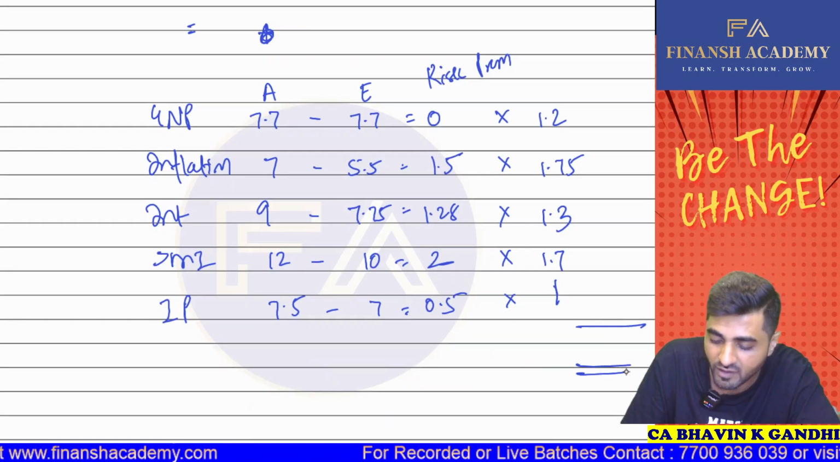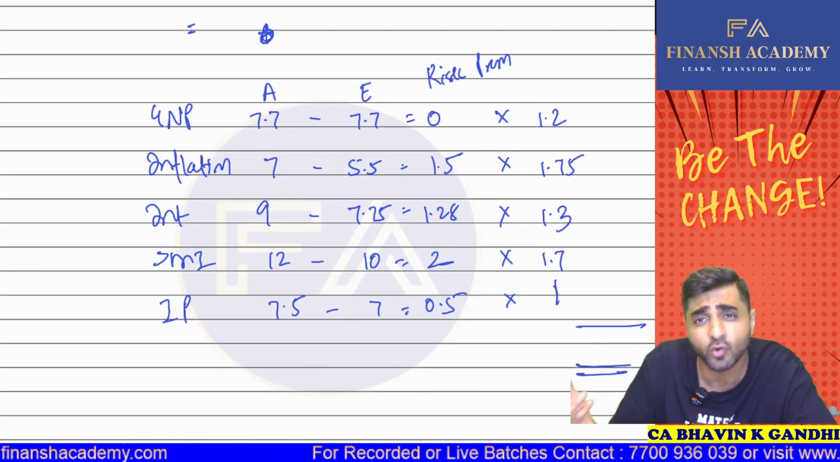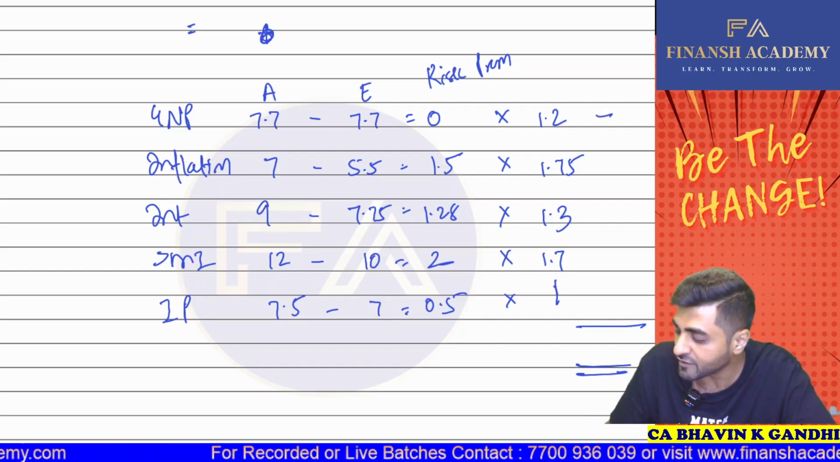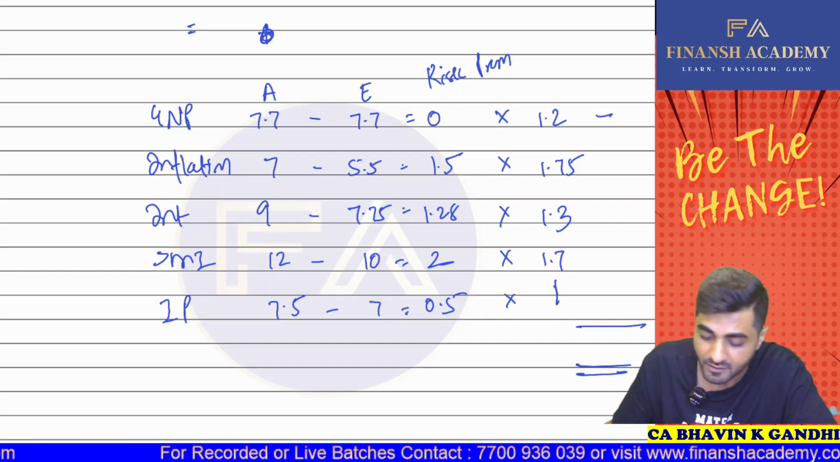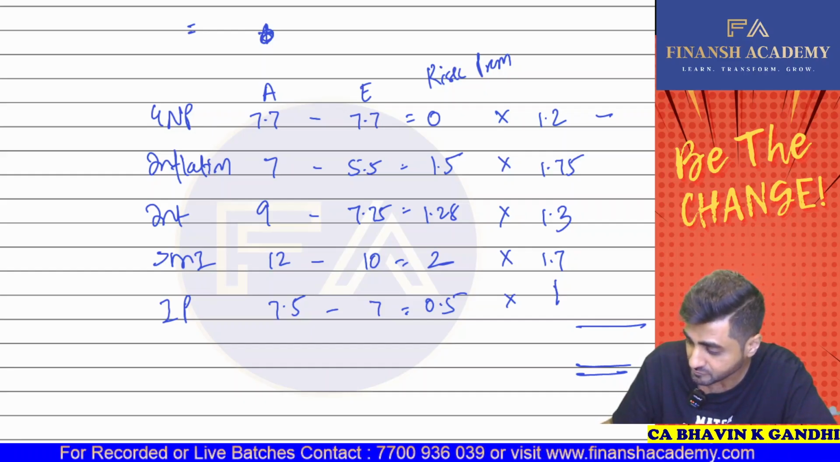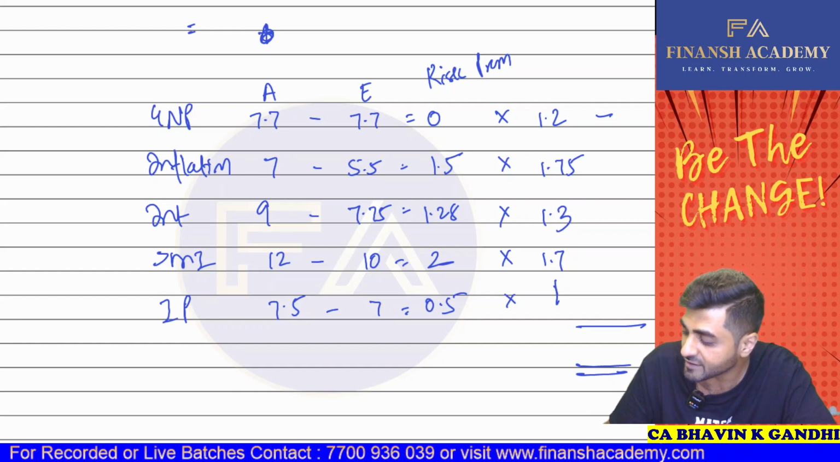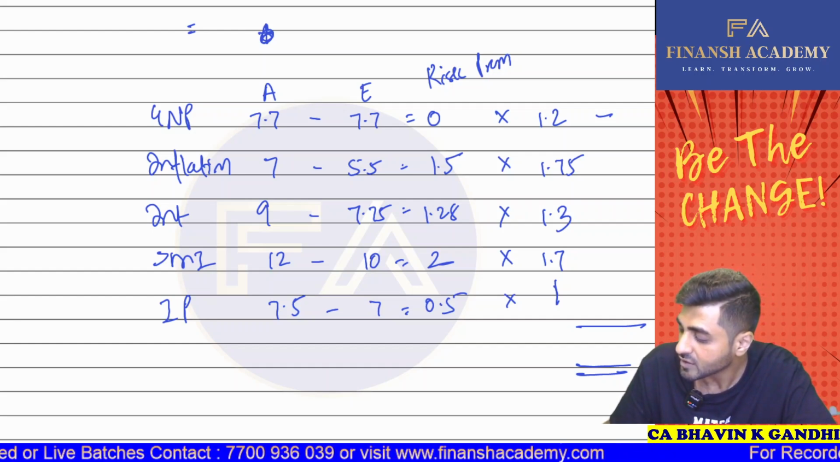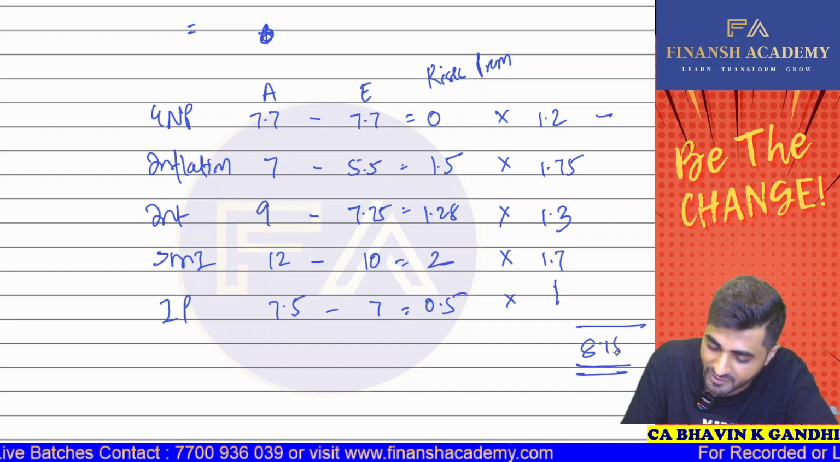So can I say now, if I add all these things, I'll be getting the total risk premium. So this will be 0, 1.5 into 1.75. Then 1.28, we need to multiply that by 1.3, 2 into 1.7, and then we have 0.5 into 1. The total of this is 8.189.